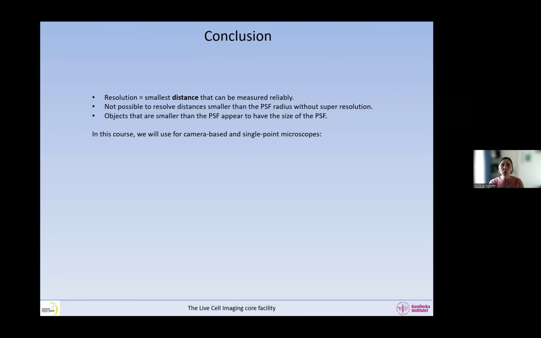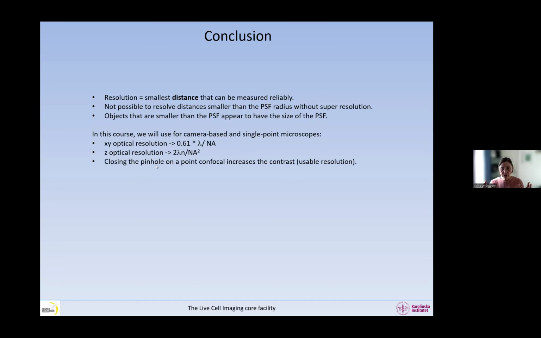In this course, we will use, for camera-based and single-point confocal microscopes, this equation for the optical resolution, and this is the emission lambda. I forgot to write it down. And then we will also use this equation for the Z resolution. It's also the emission lambda. We will use this for everything.